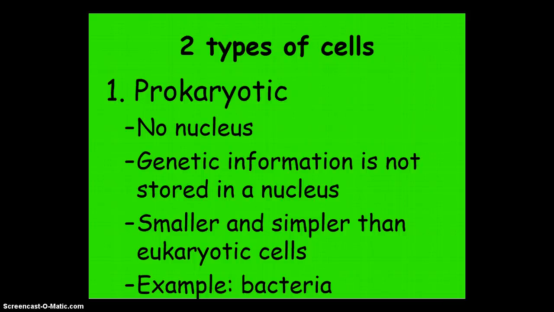Alright, so prokaryotes, or prokaryotic cells, they don't have a nucleus. If you remember from middle school, the nucleus is where the DNA is stored. But since prokaryotes don't have a nucleus, their DNA just floats around the cell. Okay? It's smaller and simpler than eukaryotic cells, which is what we're comparing it to. The only prokaryotic cells are bacteria, so that's the kingdom that they come from. Every other organism is a eukaryote, and they have nuclei.